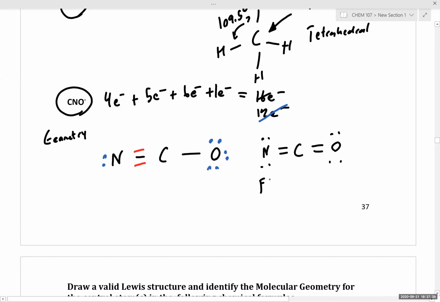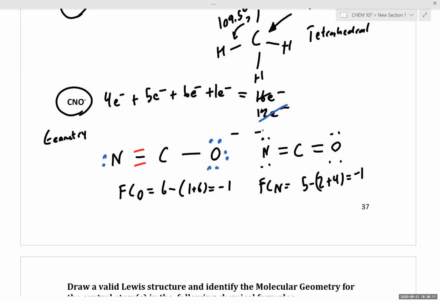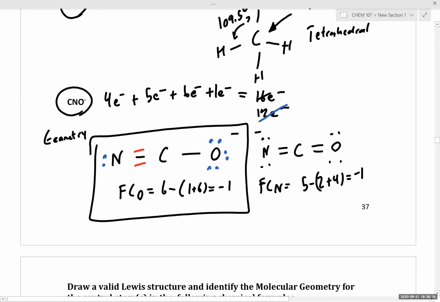So in the structure on the right, we have a formal charge on nitrogen equal to 5 - 2 + 4 or -1. On the structure on the left, we have a formal charge on oxygen of 6 - 1 + 6 or -1. So my question to all of you is, which atom is more electronegative, oxygen or nitrogen? Which atom is more electronegative? Oxygen. Ergo, the structure on the left is preferred.